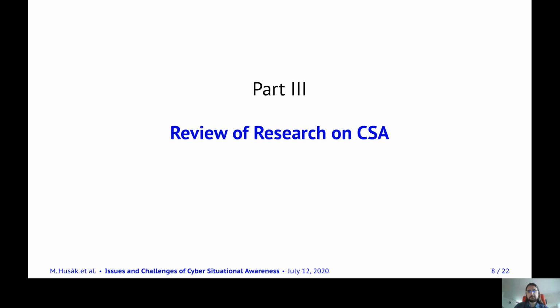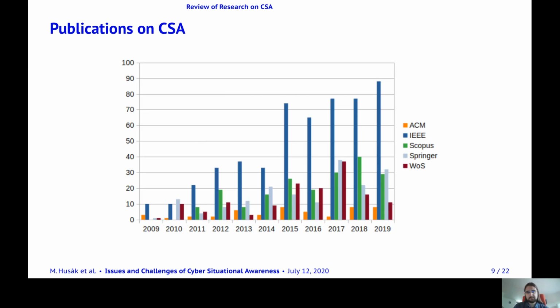Let's move on to the review of research on CSA. We performed a brief review of literature, which shows the number of publications on CSA is still rising, and it's still an important field of study. Namely, in the IEEE database, the number of publications, namely research papers, is rising from year to year, as we show on this 10-year graph.